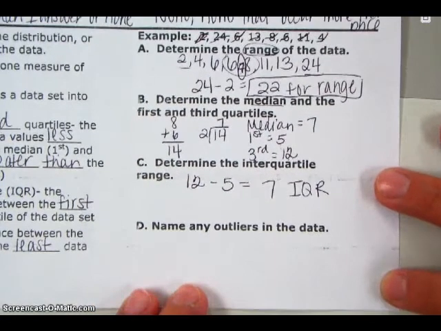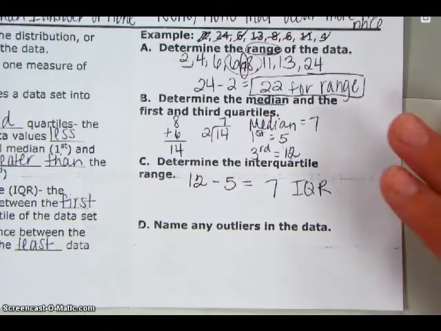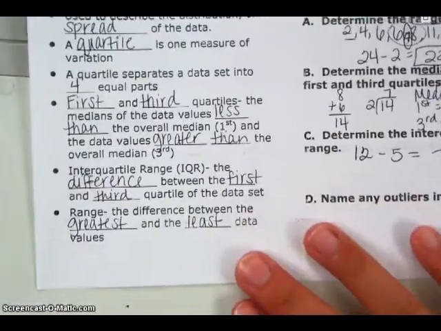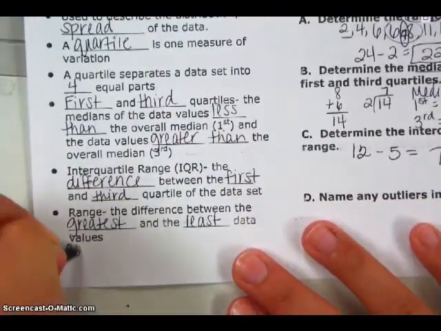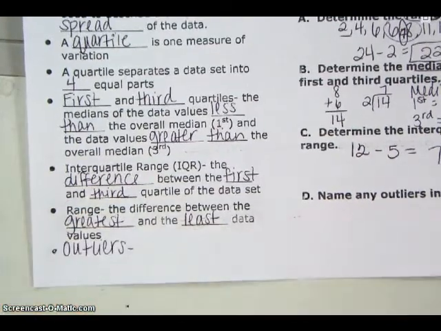Now, outliers is something that is brand new to us that we also need to talk about. We need to name any outliers that are in our data set. So as far as outliers, the definition of that, we're going to write right over here in just a moment.